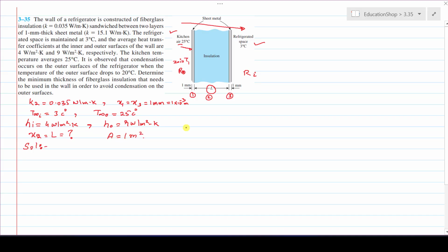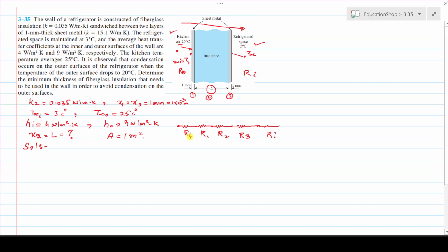Come toward its solution. Remember, when the heat is transferred from this point till the outer surface of this sheet metal, it will face a resistance to the heat transfer, Ri. Then this first layer offers resistance to the heat transfer, R1. Then this second layer of the insulation offers resistance R2, and this third layer, that is the second sheet, offers resistance R3. And then finally, from this inner surface to the point where the temperature drops to 3 centigrade, it offers resistance R0. Ri is outside the refrigerated space, and R0 is inside the refrigerated space.